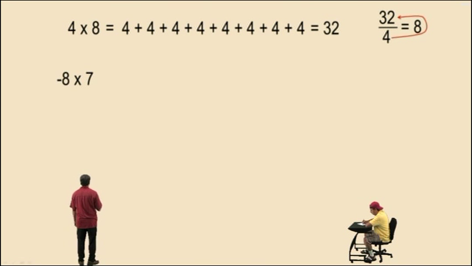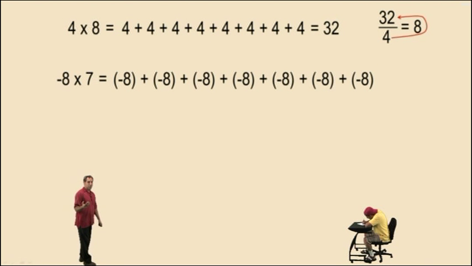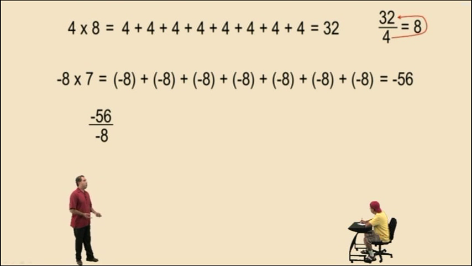Let's look at negative 8 times 7. That means you have 7 negative 8s being added up. And that gives you a negative 56. Remember, a negative times a positive will always be negative. Well, how many negative 8s go into negative 56? Obviously, 7 of them, right?